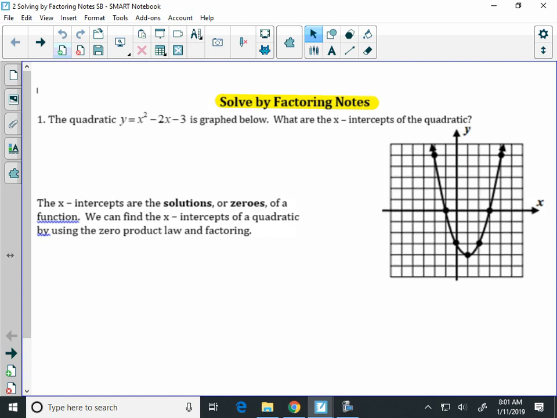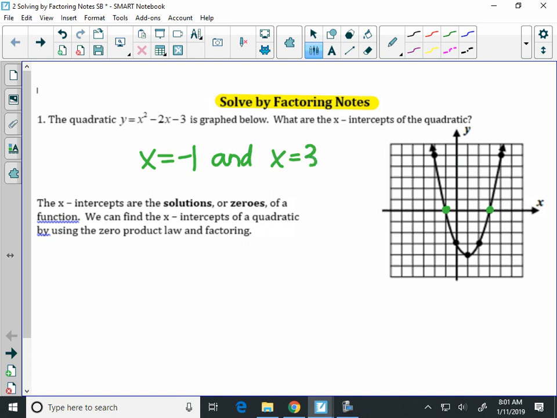So we'll start here with the first problem. We're given a quadratic, x squared minus 2x minus 3. That is the graph that is on the screen. All it simply asks is, what are the x-intercepts? The x-intercepts are where the graph crosses the x-axis. So it looks like my x-intercepts here are at -1 and at 3. So those are the x-intercepts.